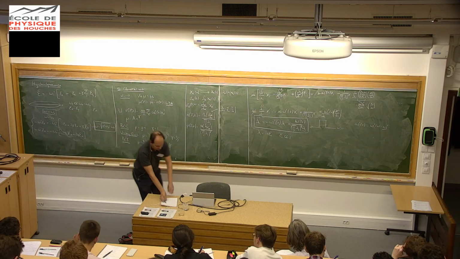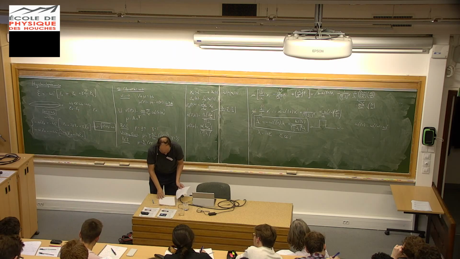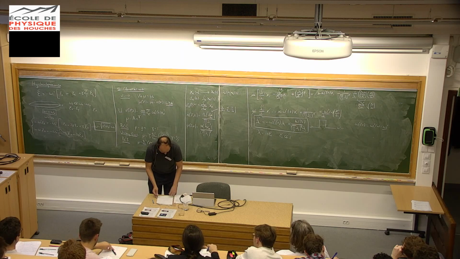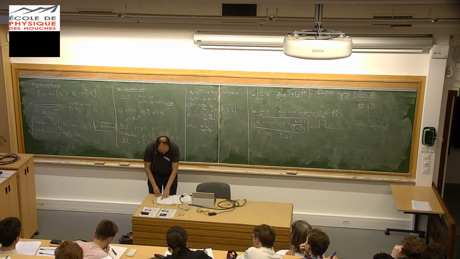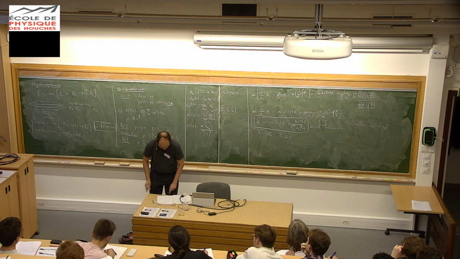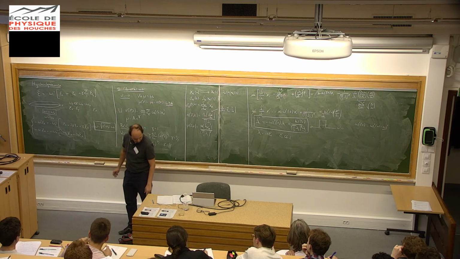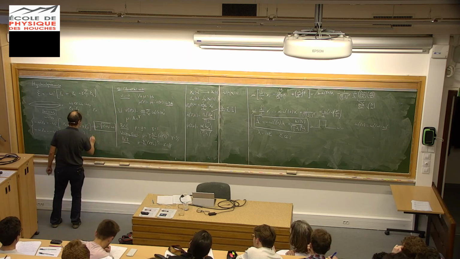And so if I look in my notes, I can give you the result somewhere. So it's omega z times the square root of (3 gamma plus 2) divided by (gamma plus 1).